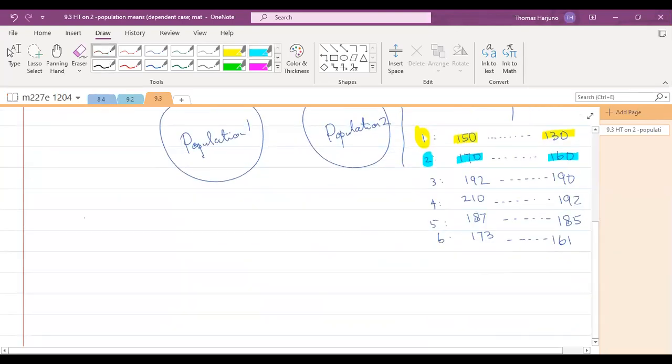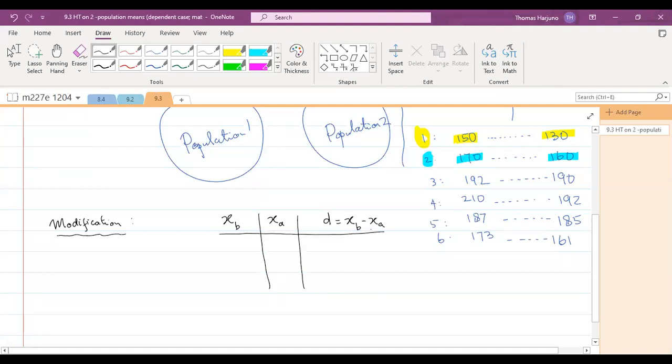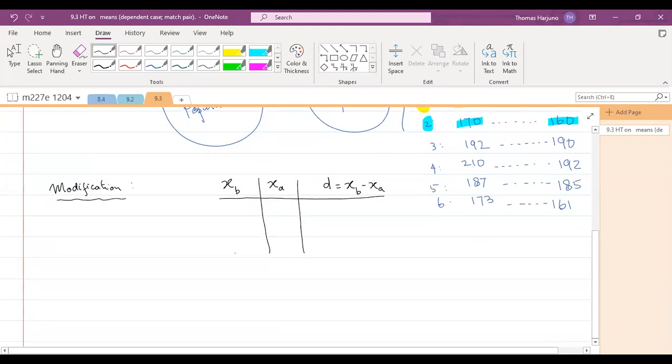How will that be done? The modification is actually not done in the steps, but it is done with the data. So what will happen is you have data 1. Let's say this is the data before treatment and this is the data after treatment. Now we will define D. We will define D as the difference of data before and data after. So you will have a bunch of D's here.